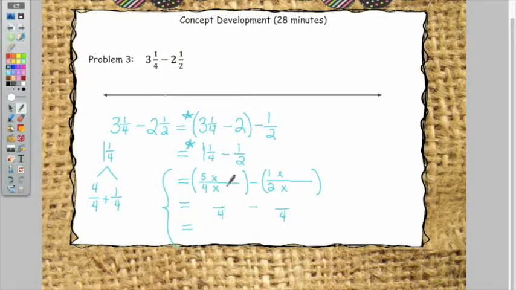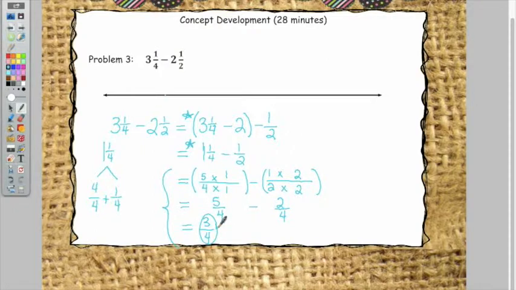4 times 1, because we don't change that one, do we? It stays 5/4. And 2 times what equals 4? 2. So the answer here is 3/4.